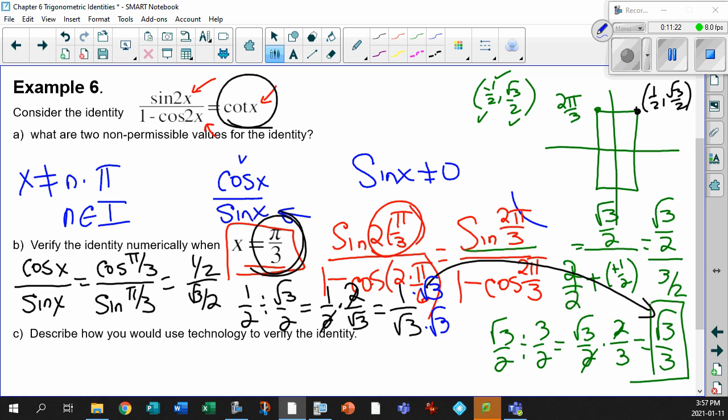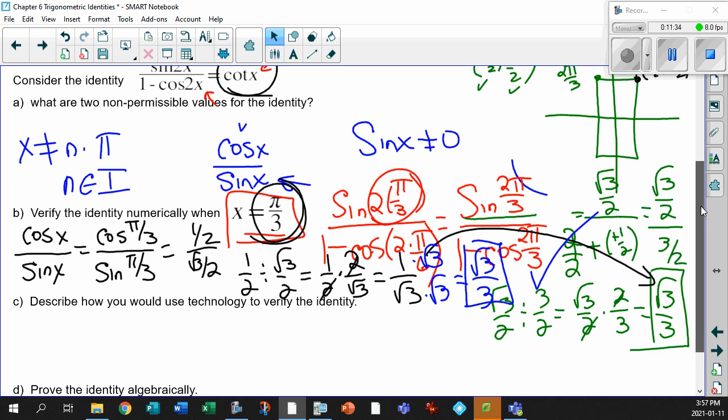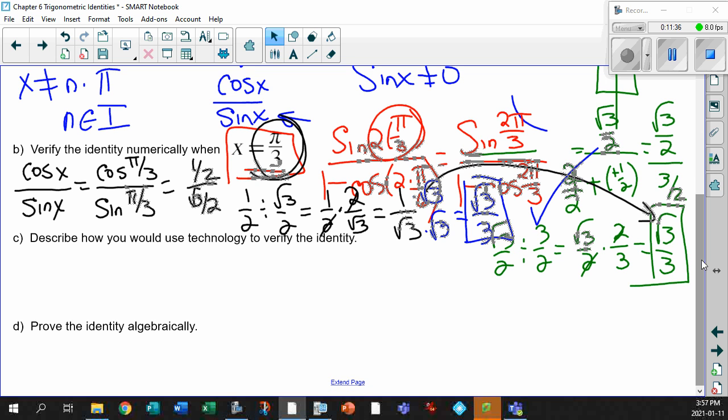This is a math 20 step here, leaving you with root 3 over root 3 times 3 is 3, and they, in fact, do equal. Oh, how sweet. Now, here's the next thing. We're going to use technology now to prove and verify this identity. So, just like we did before, let one side be y1, let the other side be y2.